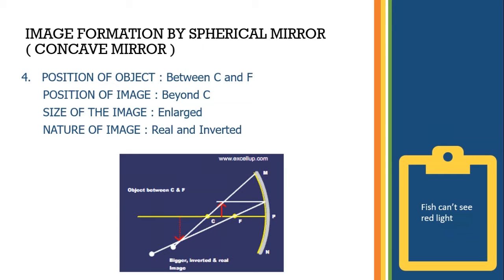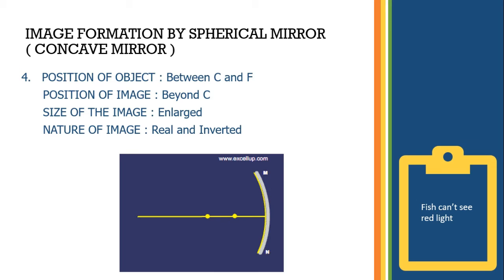So the size of image will be enlarged, means bigger than object. The size of the image will be bigger than object, and as it is on the left hand side, the nature of image will be real and inverted. So we know one thing, that as the object comes nearer to the mirror, the image becomes bigger and bigger. As you have seen in the plane mirror, as you go nearer and nearer to the plane mirror, the image becomes bigger and bigger, and the time comes you can't see your whole body.